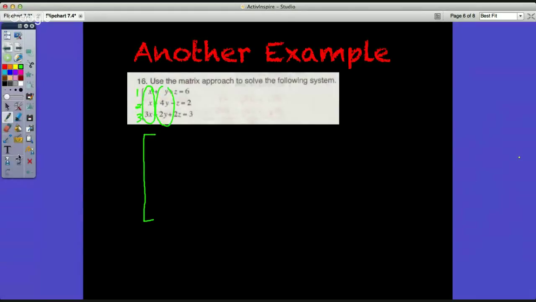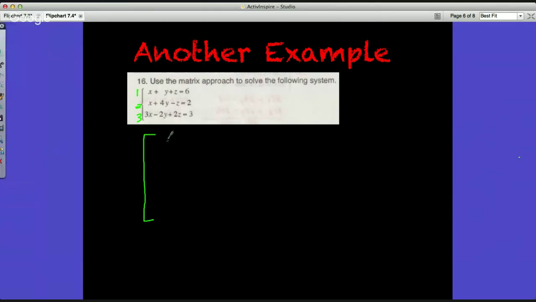Now, in order to do the matrix method, we have to have something within our matrix that follows our pattern. So all the x's must be in the same column, I'm sorry, the y's must be in the same column, and z must be there as well. In this case, we just take the numbers. So we have 1, 1, and 3. We'll follow that pattern, 1, 1, 3 down. Next, we'll have 1, 4, and negative 2. So we'll put 1, 4, negative 2 there.